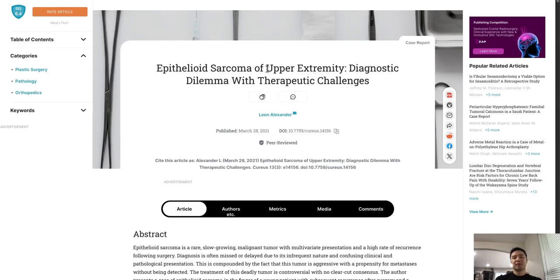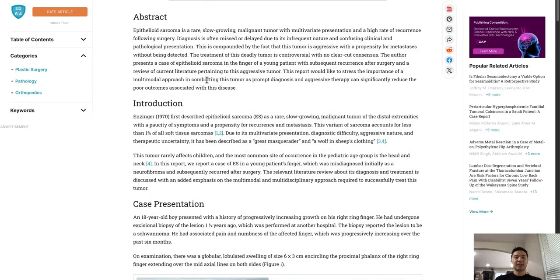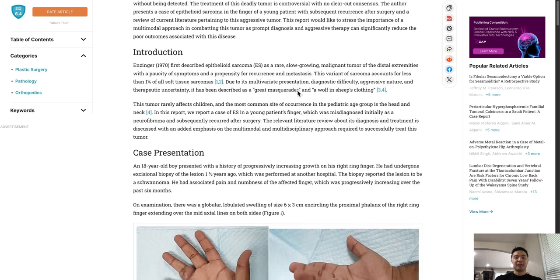Today we're going to talk about epithelioid sarcoma and what it looks like under the microscope. But before we begin, thank you to this article by Leon Alexander about epithelioid sarcoma regarding the clinical features. Usually it presents as a soft tissue cancer in the distal extremities, usually the hands and fingers.